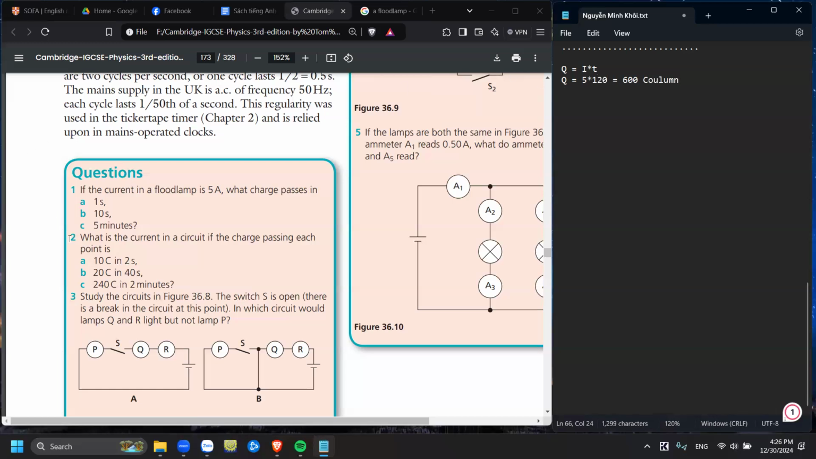Now let's do number 2. They ask what is the current, which means they ask for the I. What is the current in a circuit if the charge passing each point is 10 coulomb in 2 seconds? All right, so now you are given the Q, you are given the T, you have to find the I. Okay, you do it.